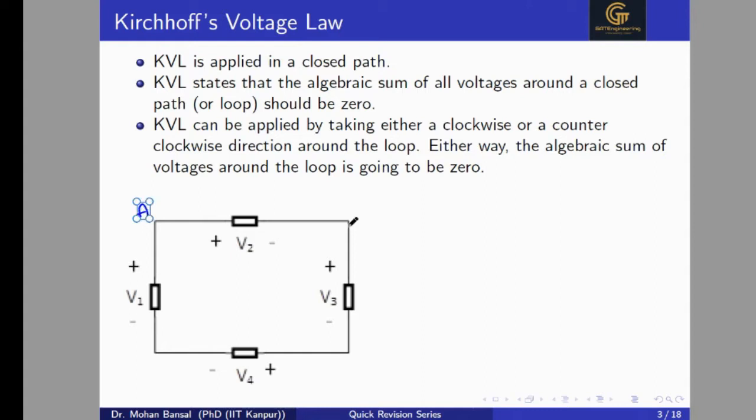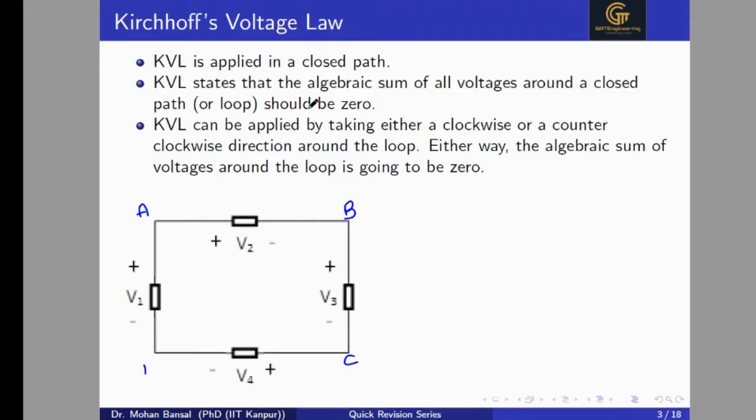Like that, if we write A on one node, we can write B on another node, and C and D on other nodes. All these nodes are connected and we are reaching back at the point A. So this is a closed path, and we can apply KVL here. If we break any one branch of this circuit, then we cannot apply the KVL on the circuit.